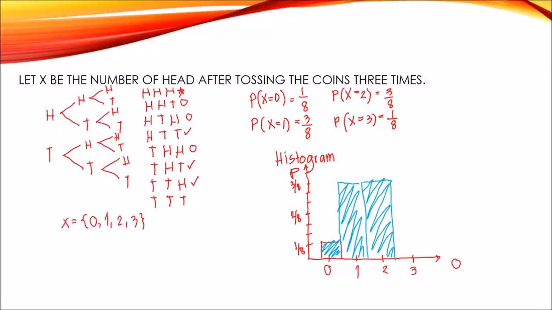And when our x equals 3, we have 1 over 8 probability. Okay, so this is our histogram.